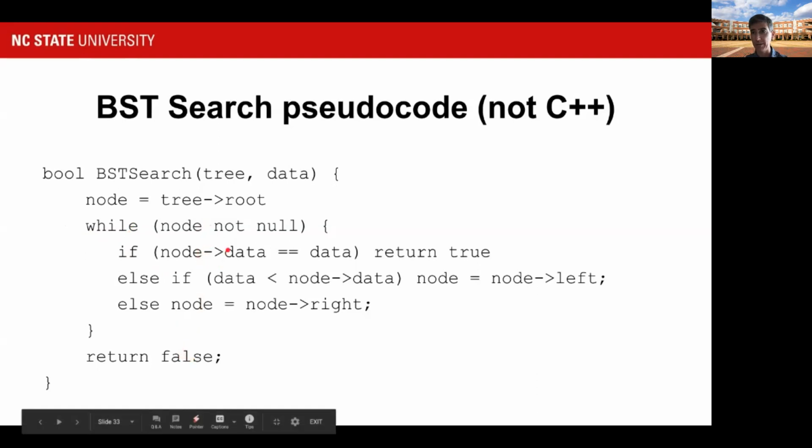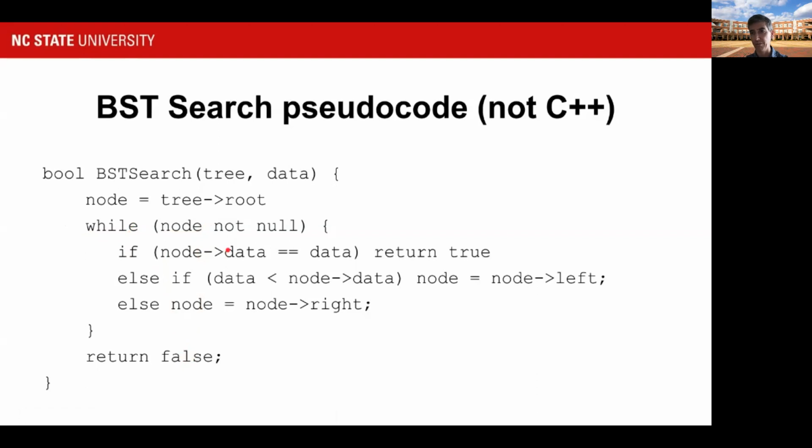Otherwise, we keep diving down the tree, following whatever path we need to follow, trying to figure out the exact spot in the tree where this node would exist if it's in the tree. And we're either going to find it, or we're going to get to the bottom, we're going to get to a null and realize it's not present.